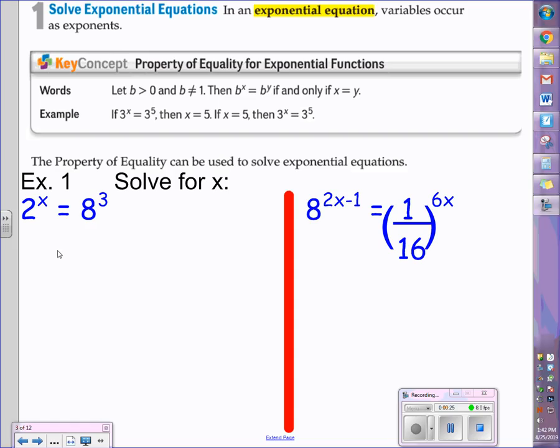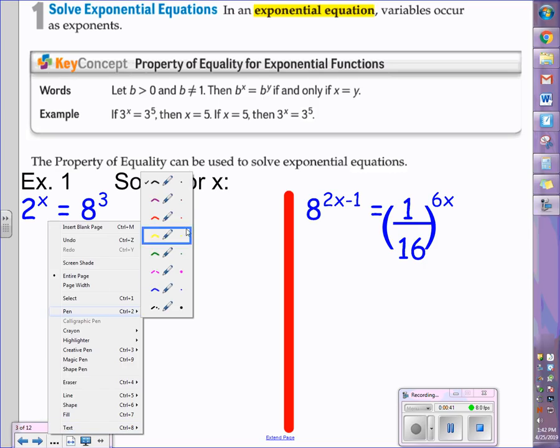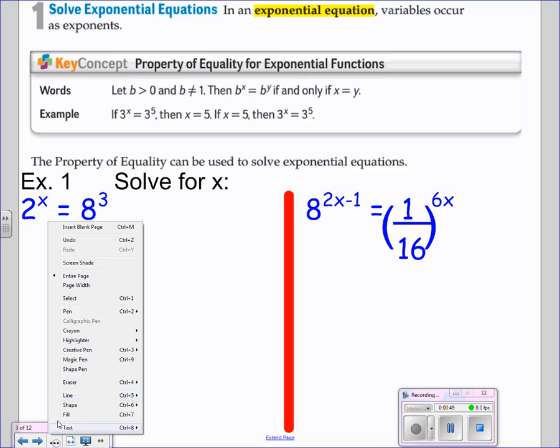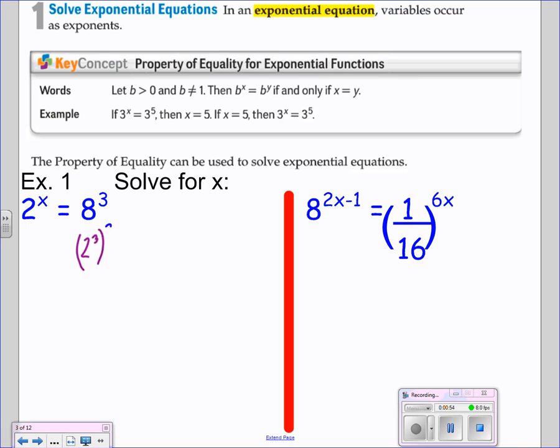So for example 1, we have 2 to the x power is equivalent to 8 to the third power. They don't have the same base. The base is the big number. So think about it. How can 8 turn into a base 2 number? Well, 8 happens to be 2 to the third power. So, since 8 is 2 to the third power, we still have to raise it to the third power again because that was the initial power in the beginning.